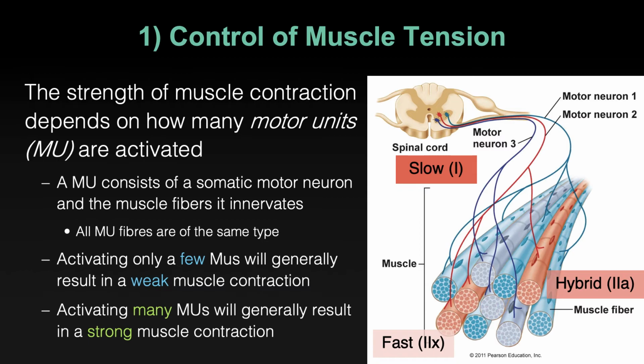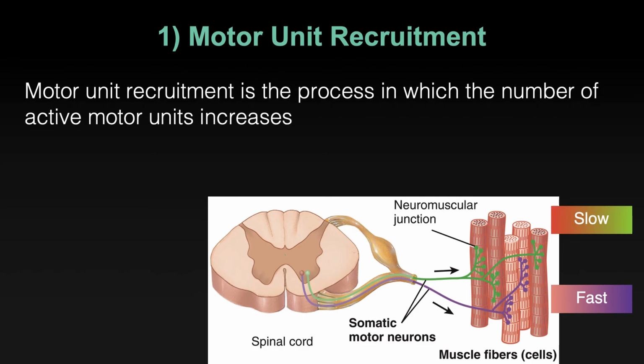So how do I control muscle tension? How do I create a stronger contraction? I can add more and more motor units and create more force. And the body has a really interesting way of separating the motor units out. There's a hierarchy.